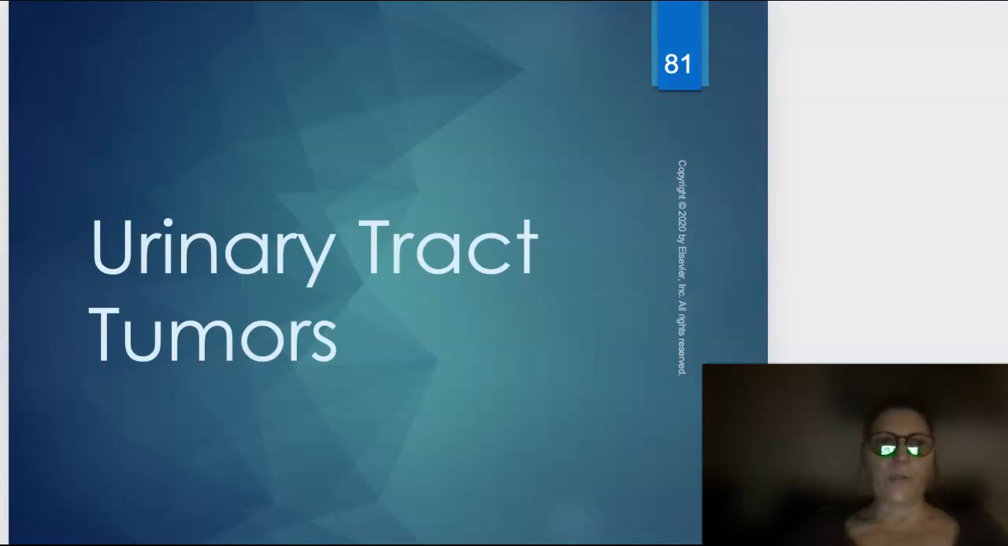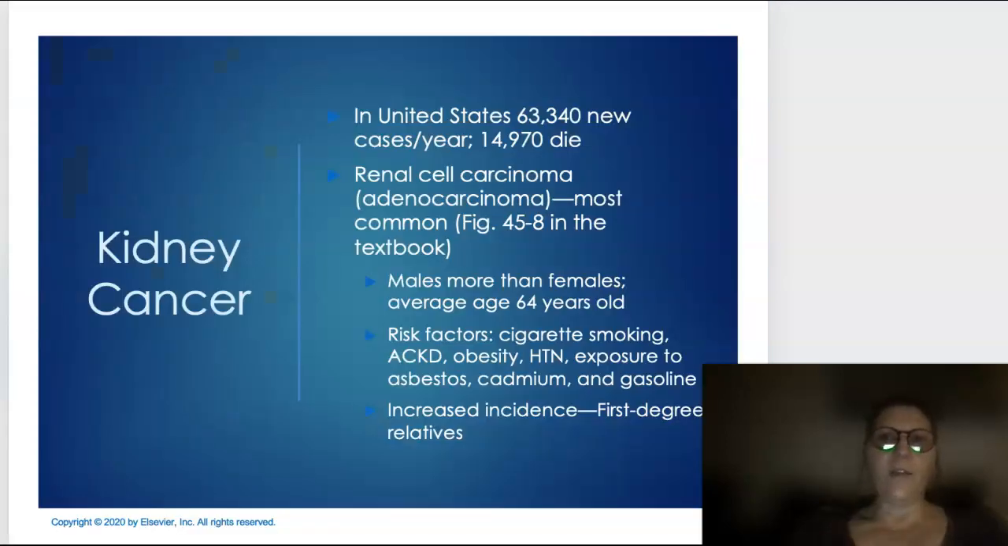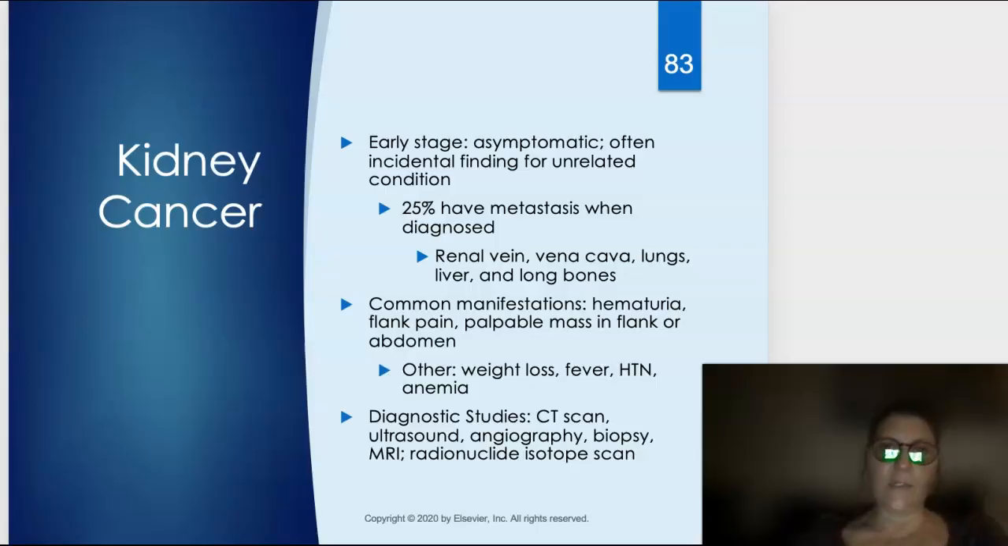Urinary tract tumors. So kidney cancer. In the United States, 63,342 new cases a year, 14,970 die. Renal cell carcinoma or adenocarcinoma is the most common. Males more than females. The average age is 64. The risk factors are cigarette smoking, ACKD, obesity, hypertension, exposure to asbestos, cadmium, and gasoline. Increased incidence if there's a first-degree relative that also has kidney cancer.